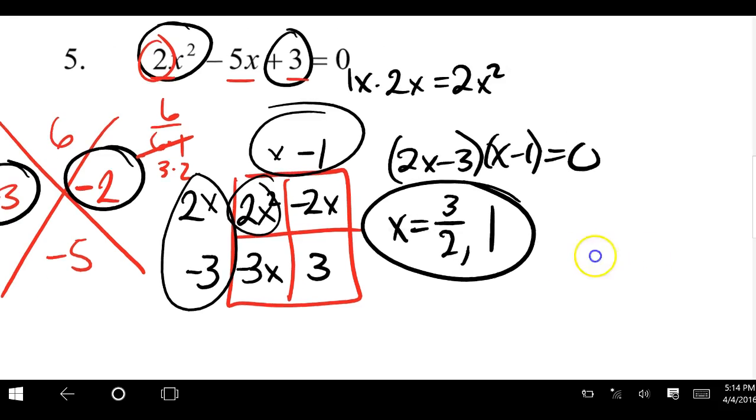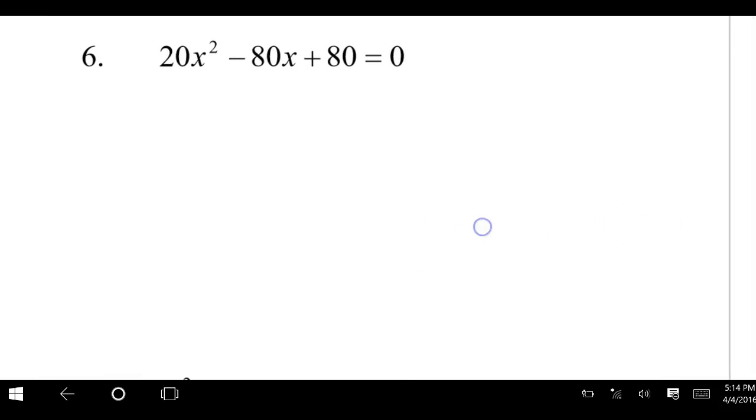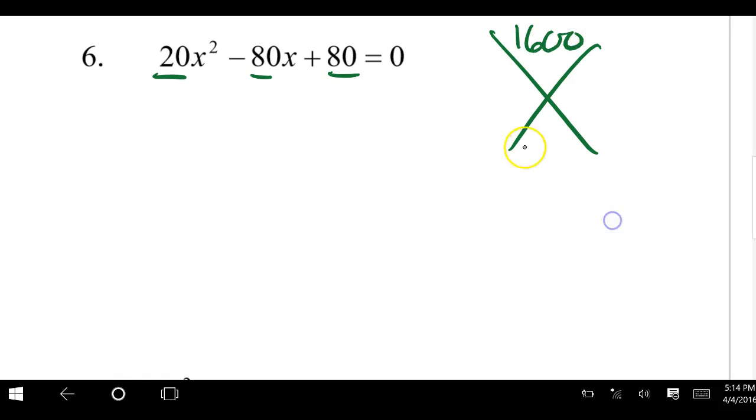Okay, let's go to number 6. Okay, now here we've got some big numbers that we're dealing with. We got this 20, 80, and 80. If I did x with this, 20 times 80, the first number times the last, that would be 1600. And then I'd have on the bottom negative 80. Two numbers that multiply to 1600 but add to negative 80, that's going to be hard to find.